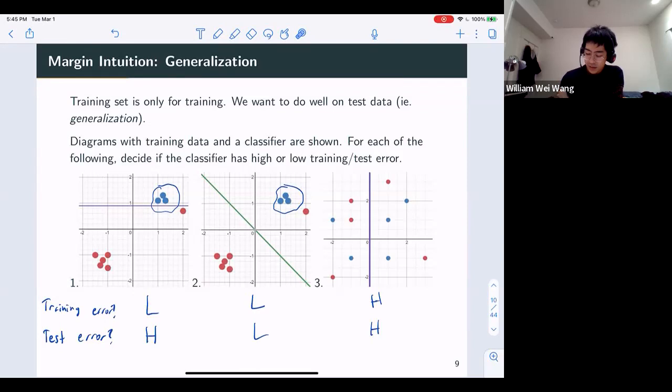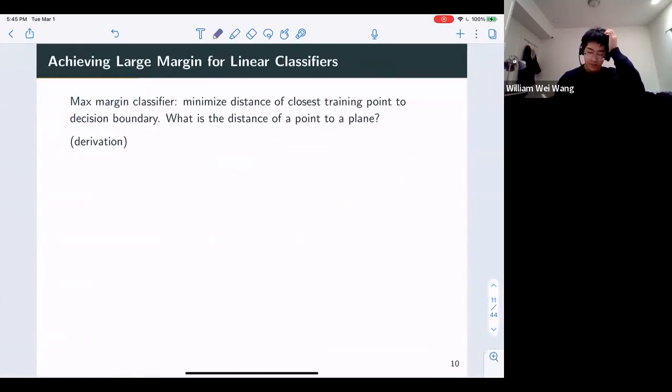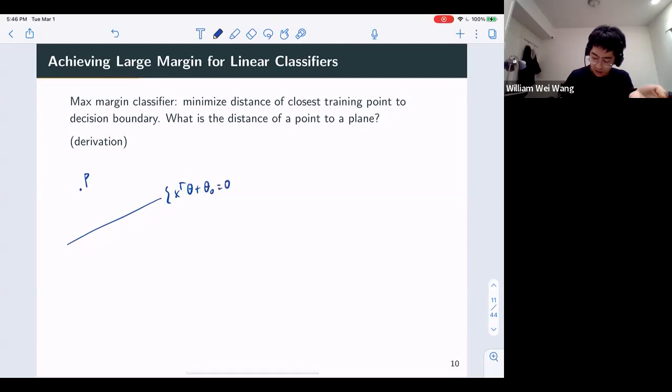Okay, that's good. So now the question is, how do you achieve large margin for a linear classifier? In order to do that, you need to know what the distance from a point to a plane is. So we have this point P, and then you have a plane here, which is, say, x transpose theta plus theta naught equals 0, and you want to find what this distance is.